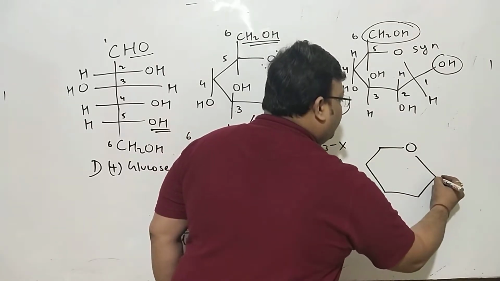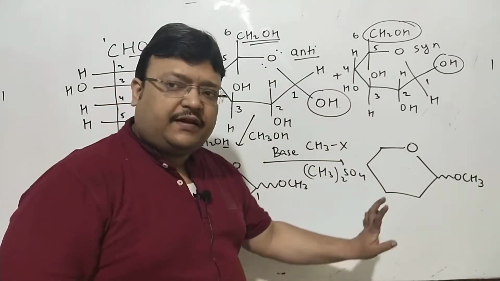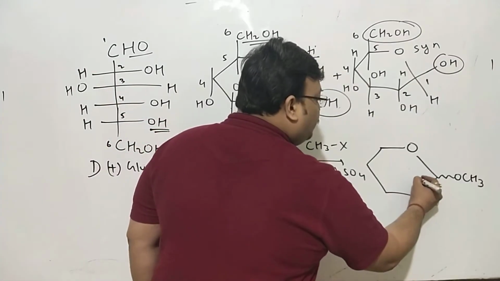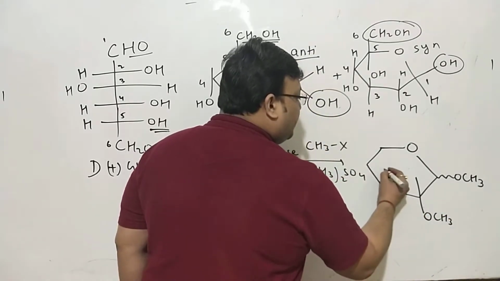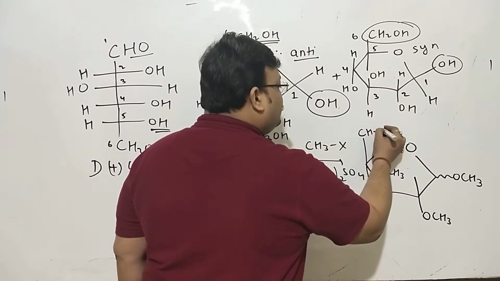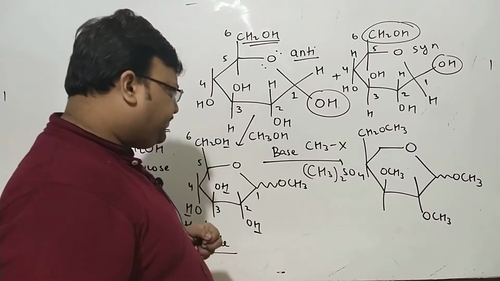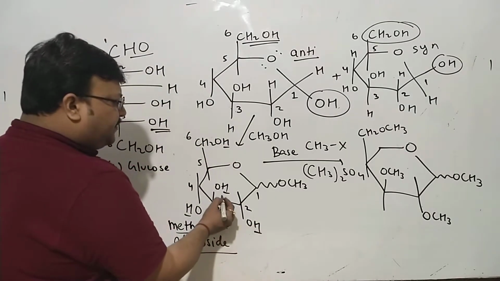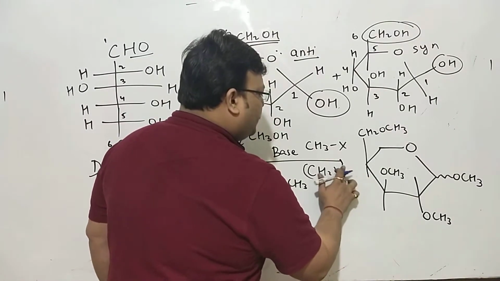This was CH3 in the very first place, an acetal. Now this OH will become OCH3. This CH2OH will become CH2OCH3. So naturally, now with this becoming OCH3, this becoming OCH3, with dimethyl sulfate, I want to write it in this way.